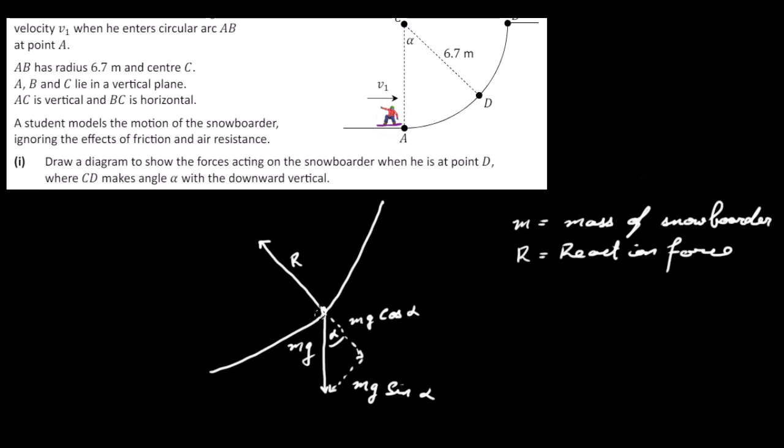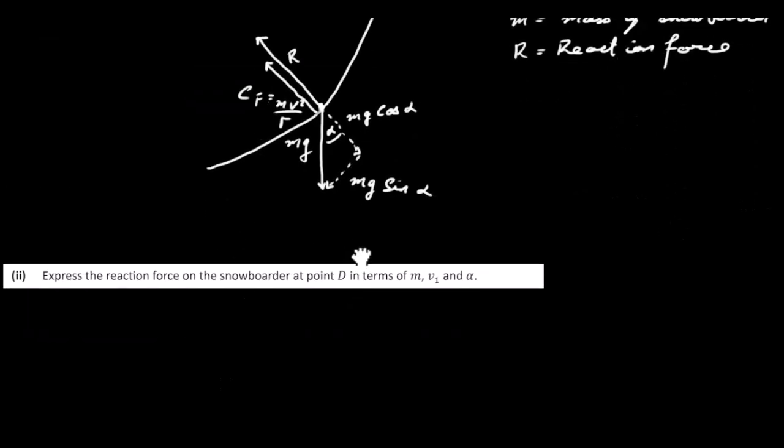Now there's also a centripetal force here which will come in along this way as well. I'll just put in centripetal force, which is just mv squared over r. Not sure if you have to include that, but we'll just include it there anyway. Okay, so that's really it for part 1. Let's have a look at part 2.